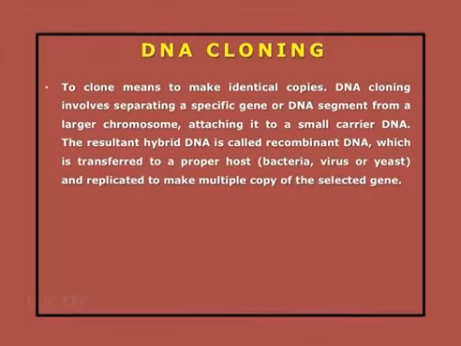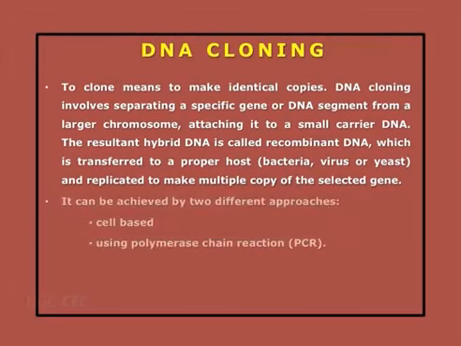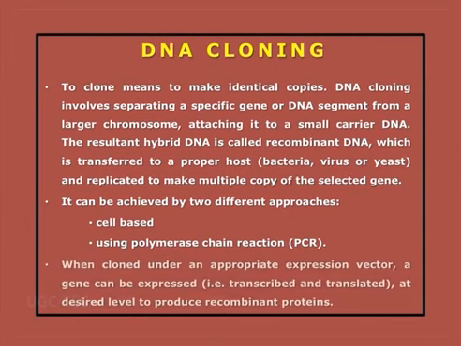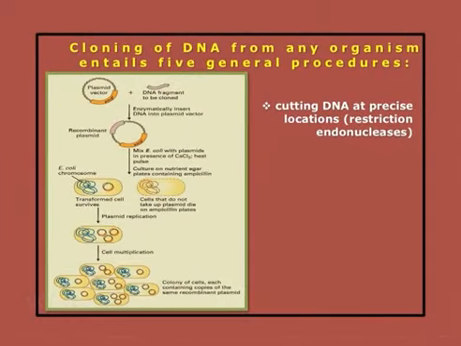This method can be procured by two different ways. One is cell-based cloning, as I discussed just now, and the second one is by polymerase chain reaction. By means of cloning, we are in a position to overexpress a protein using expression vectors. So let's have a look on the steps of cloning.